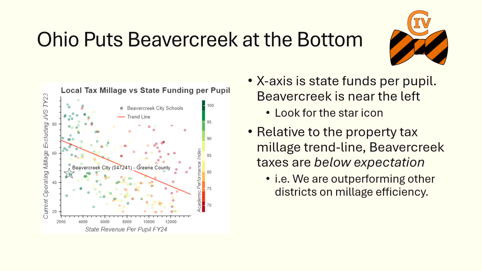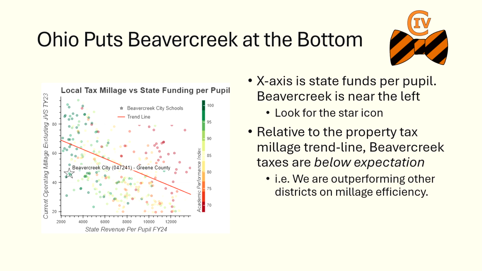Let me start by apologizing for how complex this graph is. I tried to cram a lot of information in here. This shows basically every school district in the state of Ohio that relies on property taxes in order to make up the shortfall between state funding and the actual cost to educate a student. So on the x-axis, again, we've got the state revenue per pupil, and you can see, of course, that Beavercreek is way over at the left-hand side, showing that the state does not contribute much to educate our students here in Beavercreek. The y-axis actually shows the current operating millage that each of these school districts has.